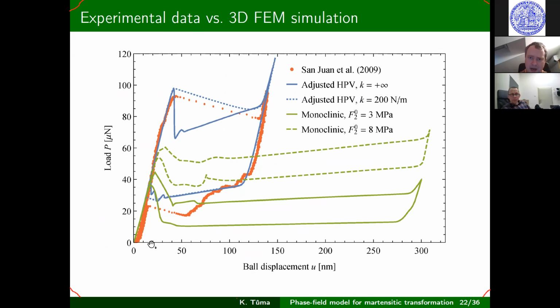Here is the hysteresis curve. The red points are the experimental values by San Juan and others, and the simulation is in blue. The solid blue line is the simulation if we assume that the ball at the contact is perfectly rigid, and this is the reason for this fast jump in the load. But of course it cannot be perfectly rigid. Usually the indenter is connected to the indentation device by something that has some elastic stiffness. So finally we adjusted the stiffness K, assuming there is some spring between the indentation device and the ball. We adjusted it to 200 newtons per meter, such that it agrees better with the experimental data, and the agreement is, let's say, reasonable.